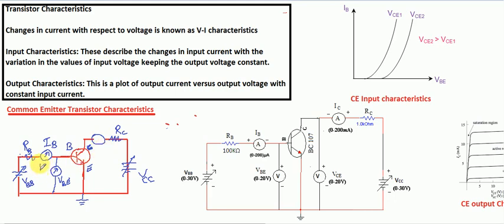This base current is in microampere. This is in milliampere, and that is IC, the collector current. There can be another device for measuring the voltage, that is voltage across collector and emitter, VCE. So these are the devices. So this is the way we draw a circuit.